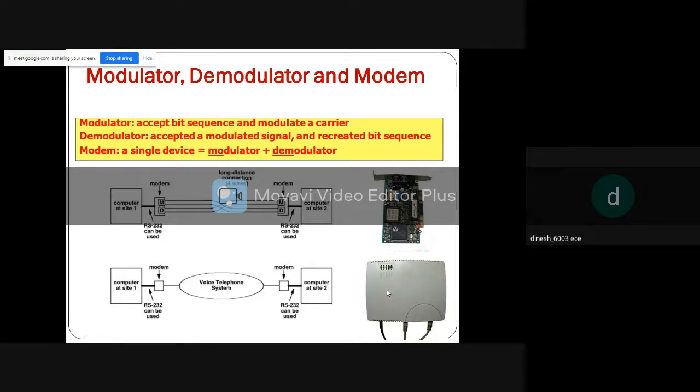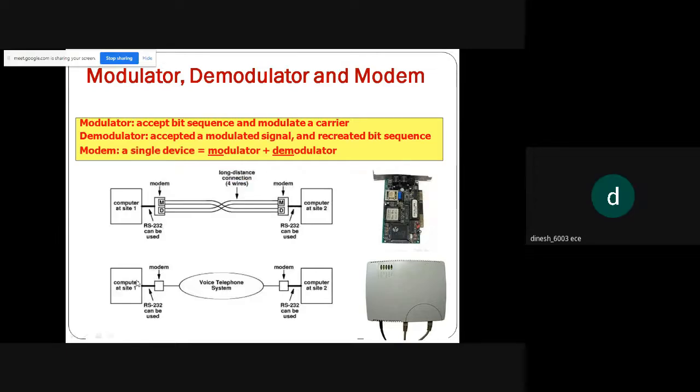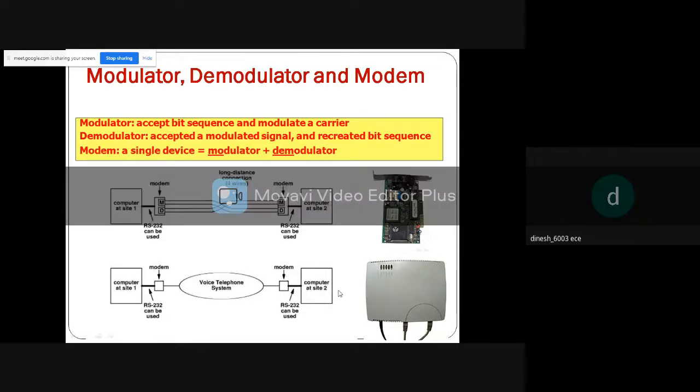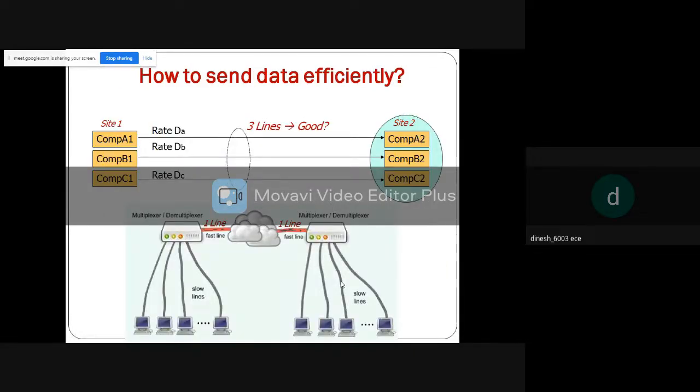The computer at site S1, Modem 1. An RS-232 cable can be used over a voice telephone system. Modem, then we have a computer on the right side too. So how is the data being sent efficiently?